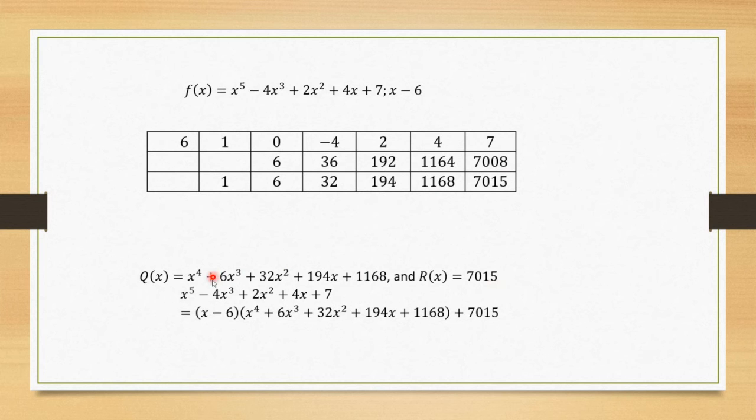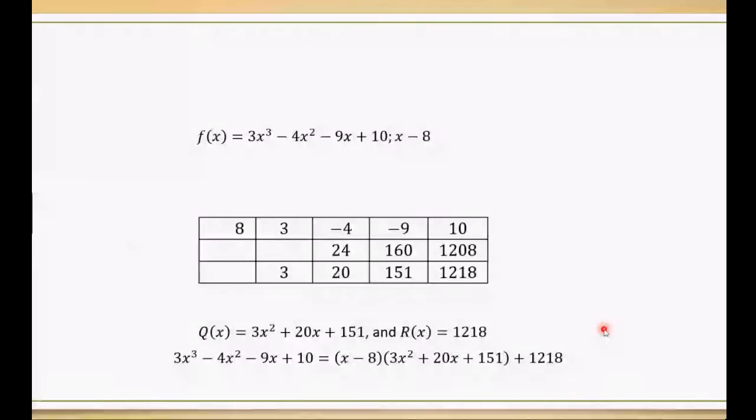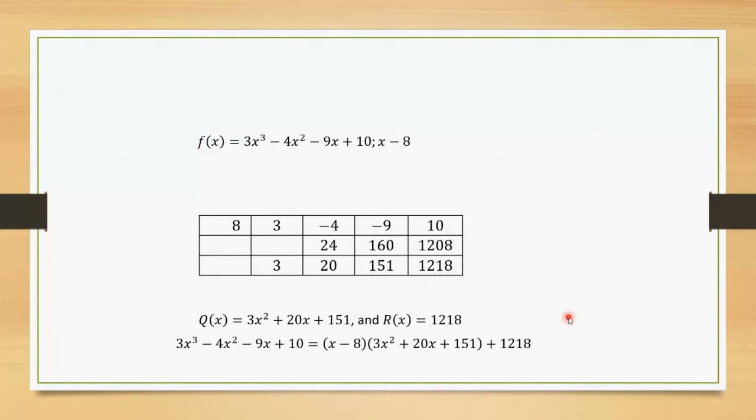And so we get f times x minus 6 equals x minus 6 times the quotient plus the remainder. So this is what we get. Okay, so that's our next example of synthetic division. Here's another one. Same old story.